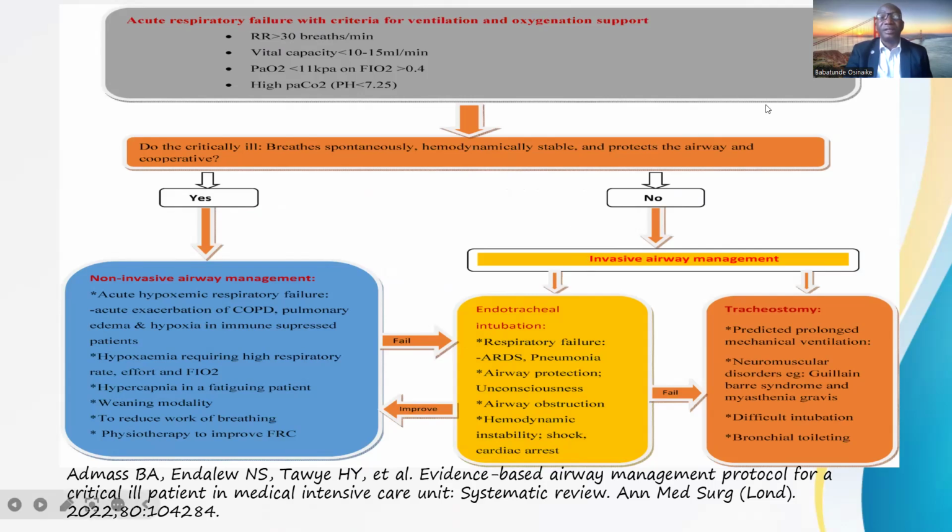But if the patient is not breathing well, not hemodynamically stable, you might need to consider invasive airway management in that patient, okay? And you either go for endotracheal intubation or tracheostomy. If NIV fails, that patient eventually will go on to have endotracheal intubation. Similarly, endotracheal intubation will be successful most times, but if it fails, or if it's after a prolonged period, you might actually go on to tracheostomy for that patient.